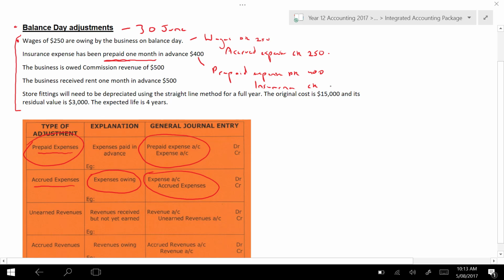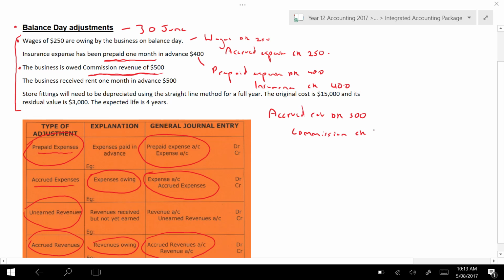The credit will be the expense account, which is insurance. Insurance, CR, for $400. The next one, the business is owed commission revenue of $500. The business is owed revenue. It's not an unearned revenue, it is an accrued revenue. Revenue owing, there's the journal entry there. We're going to debit accrued revenue, DR, for $500.